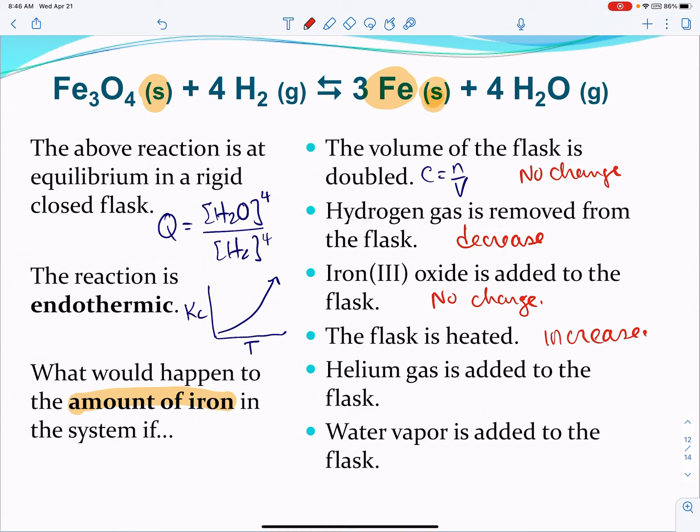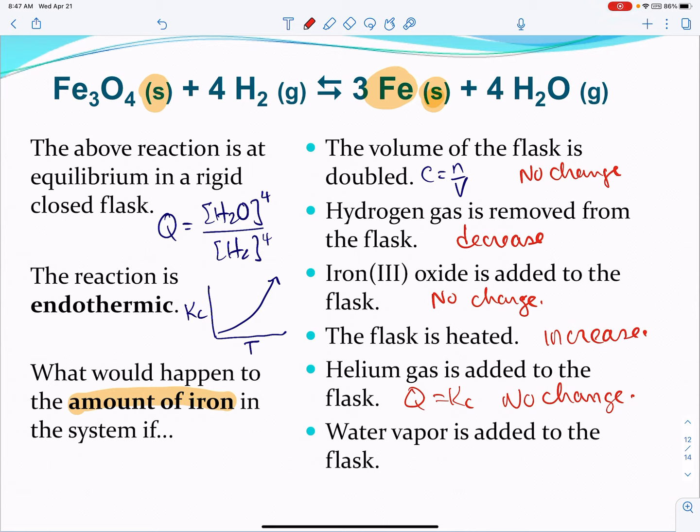Adding helium gas to the flask, well, helium is not in the expression for Q, so it doesn't affect Q, right? The volume of the container is constant, so Q doesn't change. Helium won't affect Kc either because only temperature affects Kc. So Kc and Q are unchanged. They're still equal to each other. That means we'll have Q equal to Kc still, which means there's no change. There's no shift.